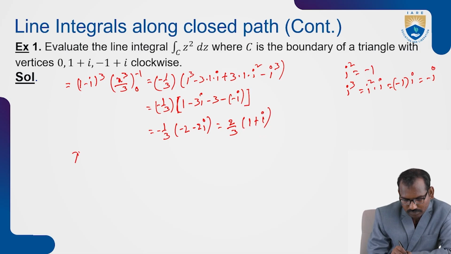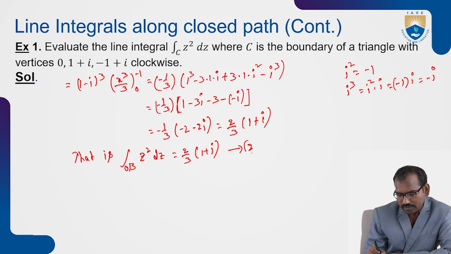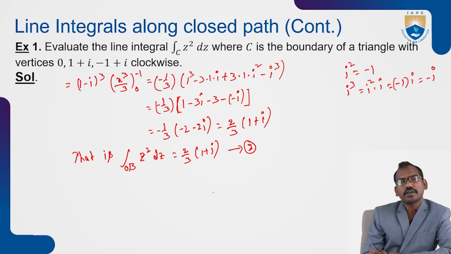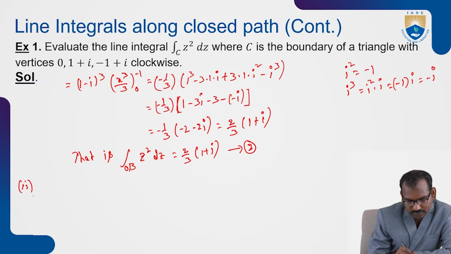That is, integration along OB of z square dz value is 2/3 of (1 plus i). We'll make it equation number 2. Okay. Now we have to perform integration along the second part.